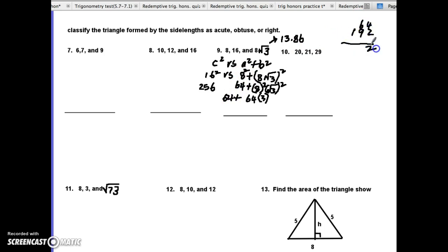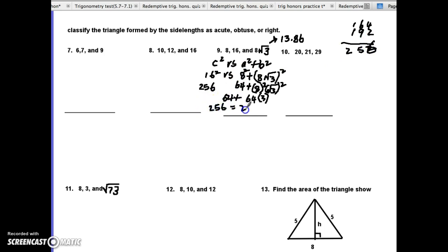4 plus 2 would give me 6. 9 plus 6 is 15. 1 plus 1 is 2. So I got 256. I think I made a mistake here. 4 plus 2 is 6. So that's 256. So for this one, I get 256 for c squared.